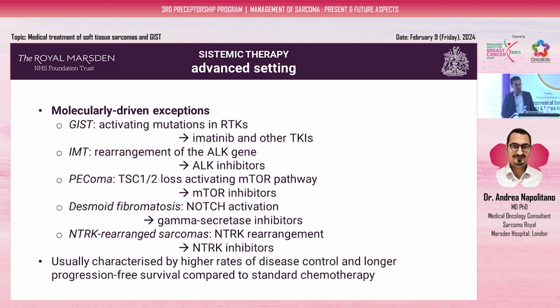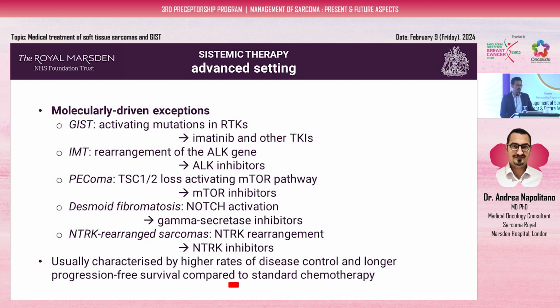Now, if we go to specific subtypes of sarcomas, we have, fortunately, I would say, some subtypes with specific mutations that can be treated with targeted therapies. And this is, of course, really, really important, because these patients have much better outcomes compared to other soft tissue sarcoma patients. The most important example is GIST, and I will discuss that in a little bit more detail.